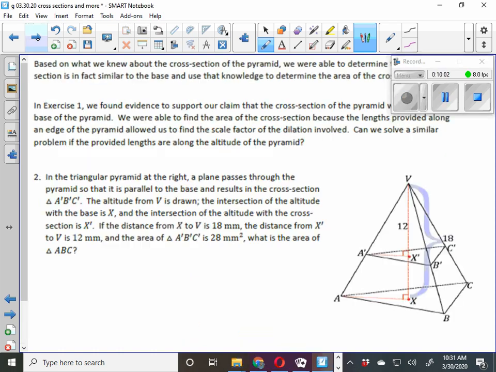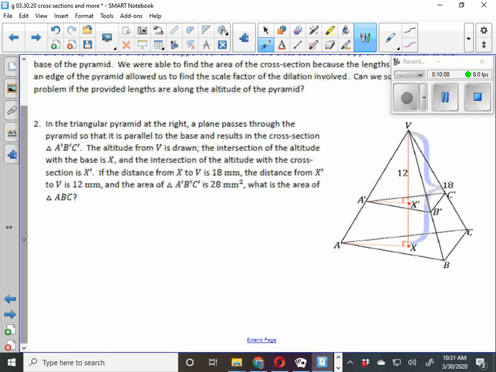So we're going to continue with that, and we're going to look at problem number 2 here, and you guys can read the blurb above if you need to. I won't read it to you on the video. They're giving us a triangular prism, and they're giving us some information. The distance from X to V is 18. That's the height of the whole pyramid. Distance from X prime to V is 12. That's the height of the smaller pyramid. And the area of the cross section is 28. What is the area of ABC?